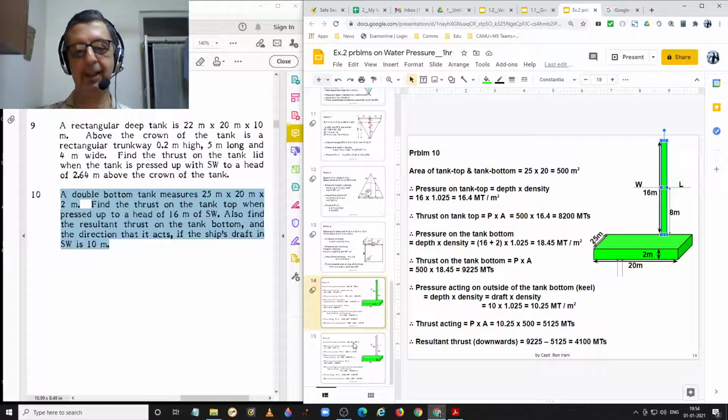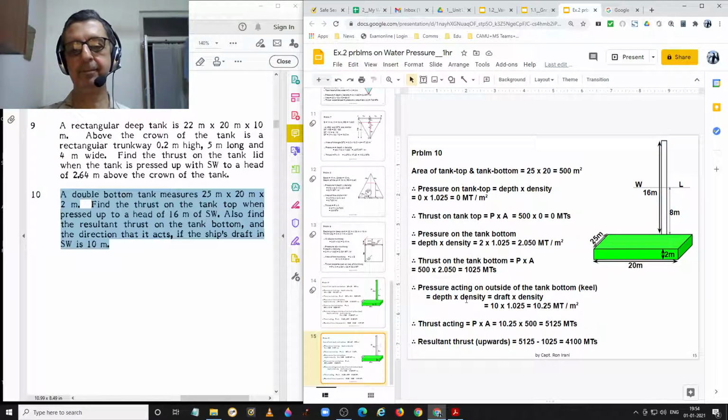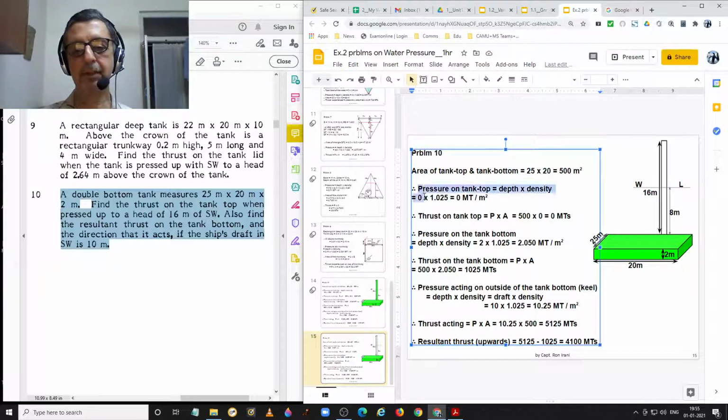Going on to the next slide. There is no head, as I told you. So the height above the tank top, the height of the liquid in this pipe, in this imaginary tank that is existing on top of your double bottom tank, is equal to 0. Therefore, the pressure acting on the tank top is equal to 0 times the density equal to 0 metric tons per square meter, and therefore the thrust acting on the tank top is also equal to 0 metric tons.